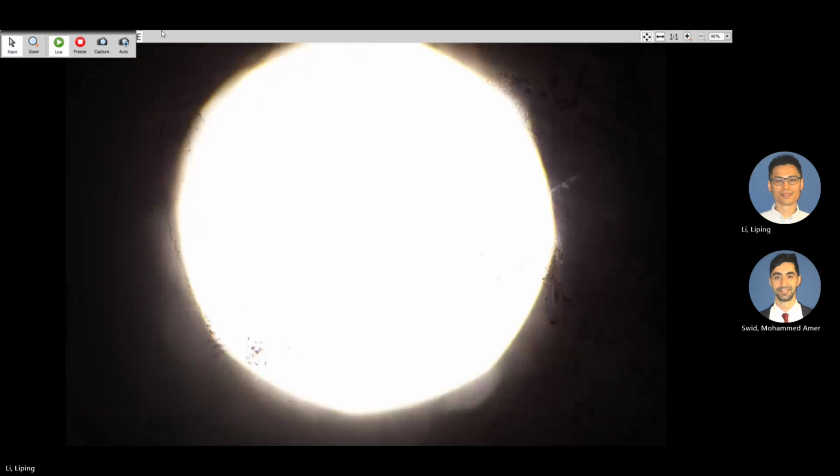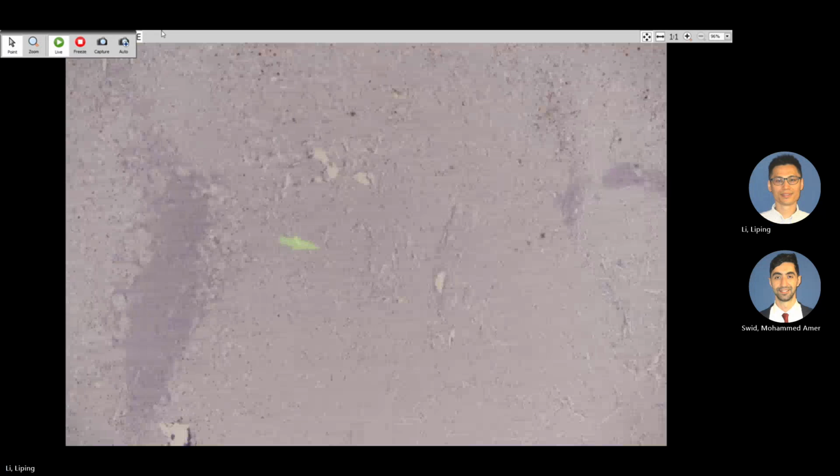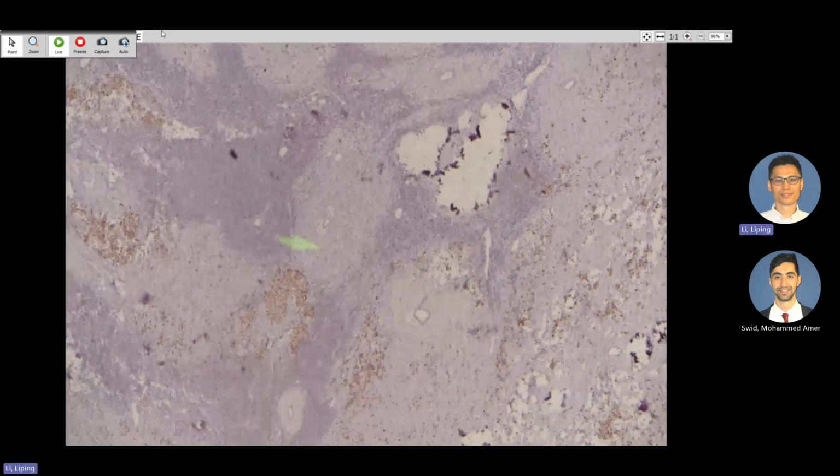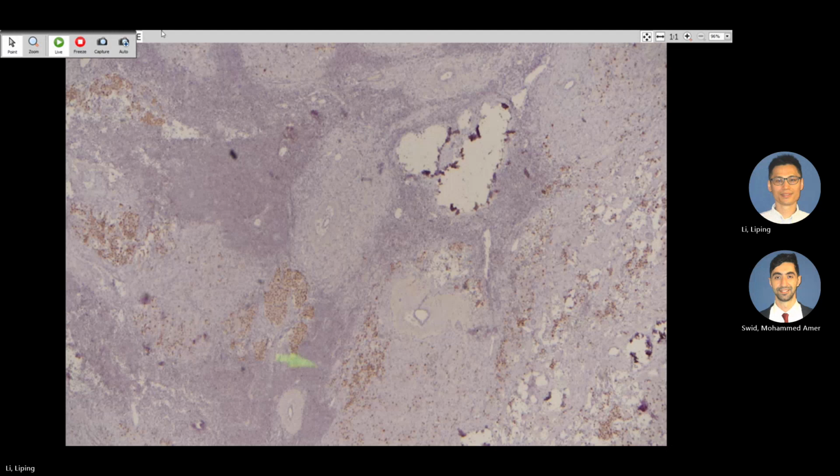This one is beta 3. Previous slide. So this cell, the neuroblast cell, is positive, and then the lymphocytes are negative. So that really tells us. And I can tell you these cells are WT1 negative, chromogranin positive as well. Okay, let's go to our last case.